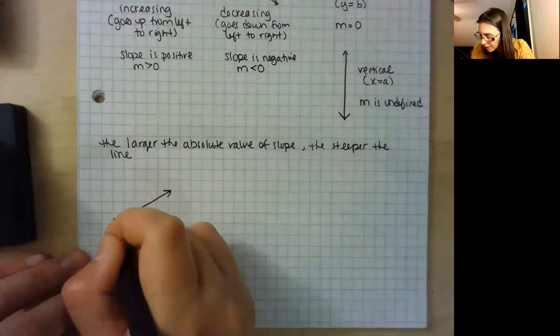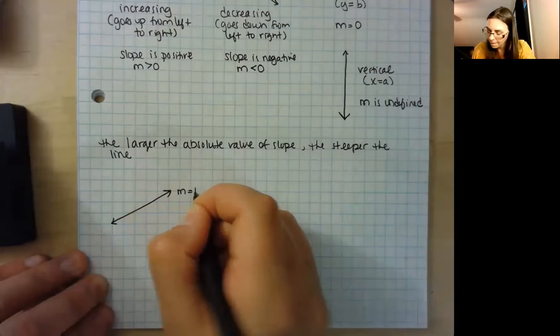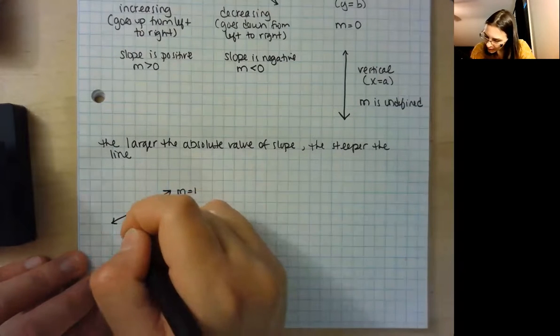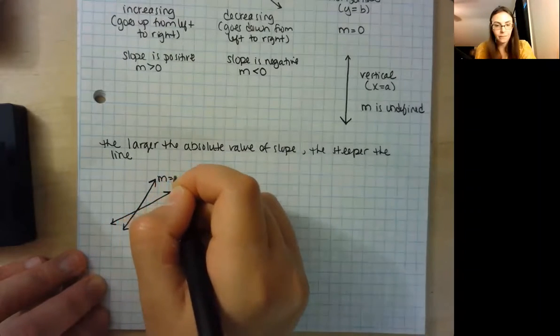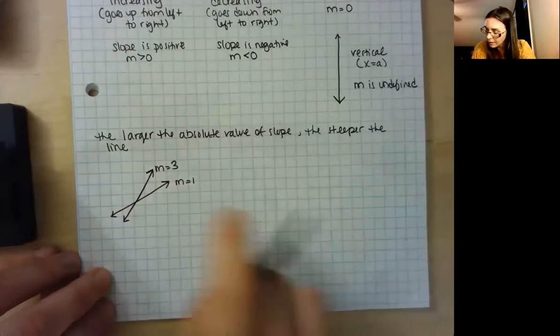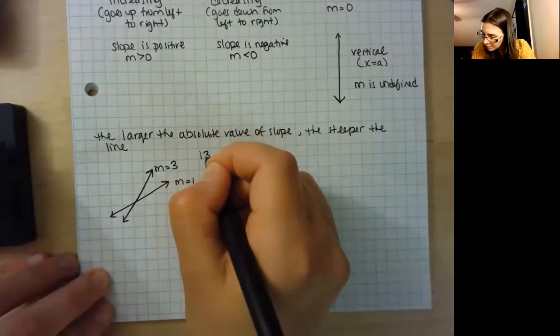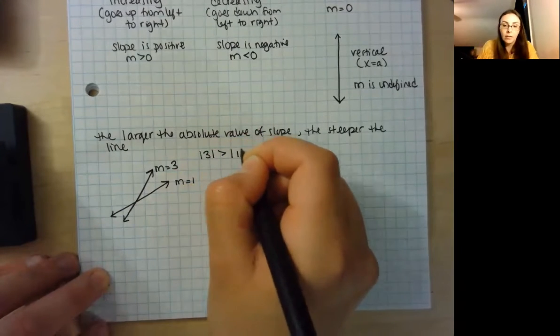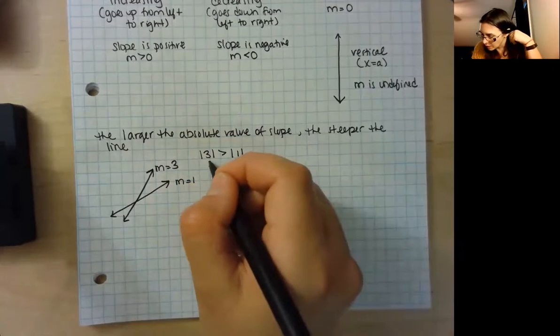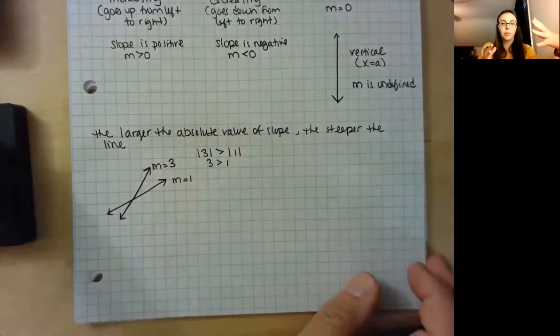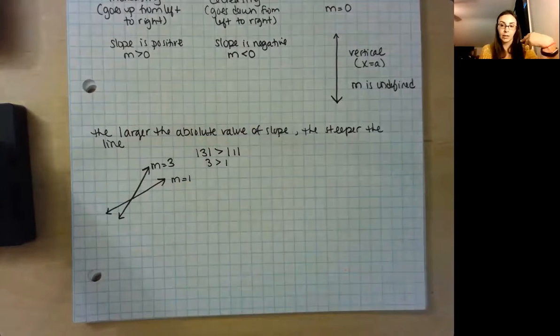So for example, okay, so let's say, and again, this is not drawn perfectly, but this could be something with a slope of 1, and something like this maybe is a slope of 3. Okay. Now, the absolute value of 3 is bigger than the absolute value of 1, right? Because the absolute value of 3 is 3, and the absolute value of 1 is 1. So the larger the absolute value, the more straight up and down the line goes.